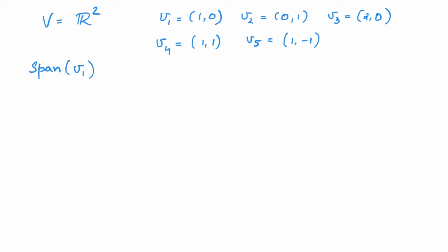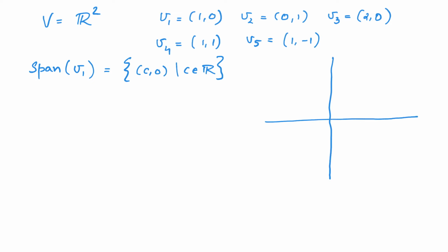So let us see what is the span of v1. Span of v1 is just the set of all (c, 0) such that c is a real number. In other words, this is the x-axis. Now let us try to see what is the relation of this geometrically. Notice that the point (1, 0) is this point, right? And the span of this vector is nothing but the x-axis.